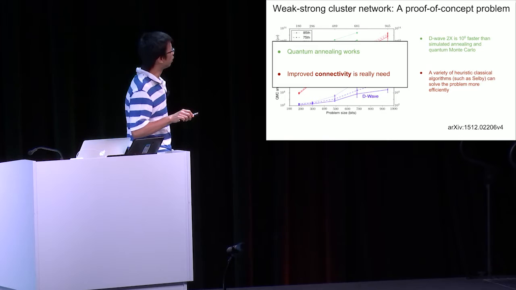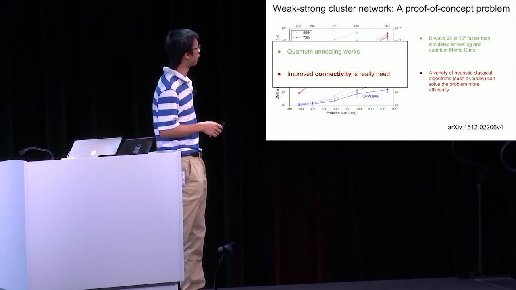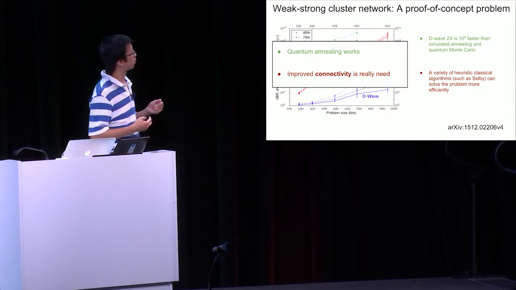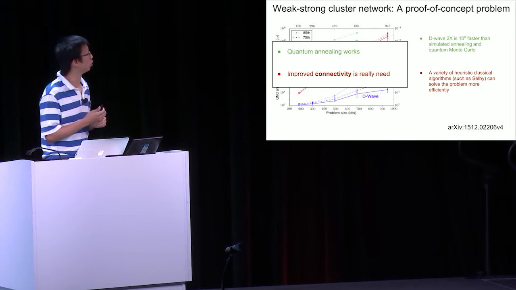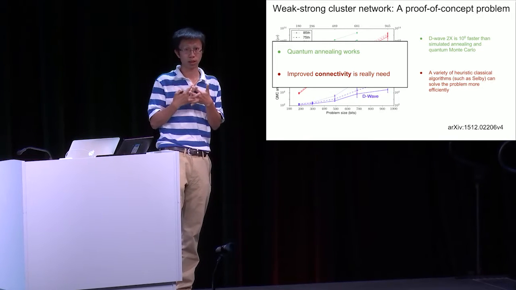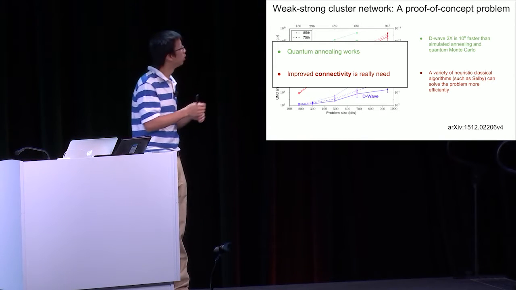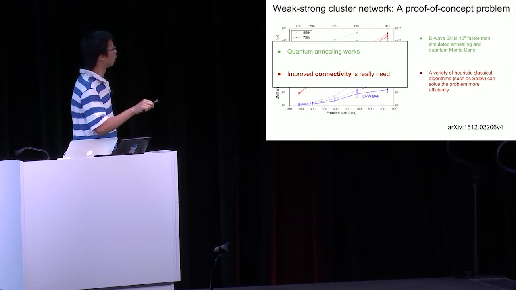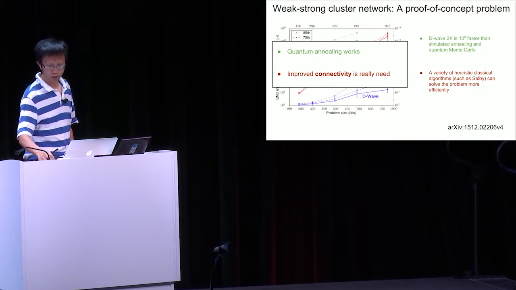However, what we really learn is that in order to beat other algorithms such as Selby, we really need to increase the connectivity of the graph. In other words, you really want to build a graph that is much denser, such that you don't have any chip cut in your graph. So the second lesson we learned is that we really want to improve the connectivity in our graph.